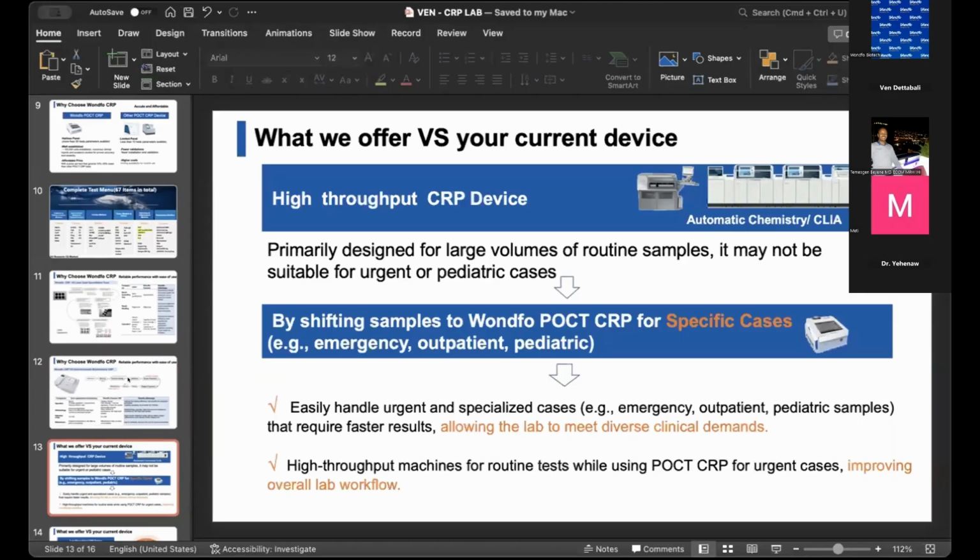So while high throughput analyzers excel at handling volume, they often fall short in terms of speed for urgent cases. That's where OneFu comes in. It complements these systems by quickly processing pediatric or time-sensitive samples, enabling a hybrid workflow that significantly boosts responsiveness. So in fact, using POCT to triage urgent samples can improve turnaround times by more than 50%.